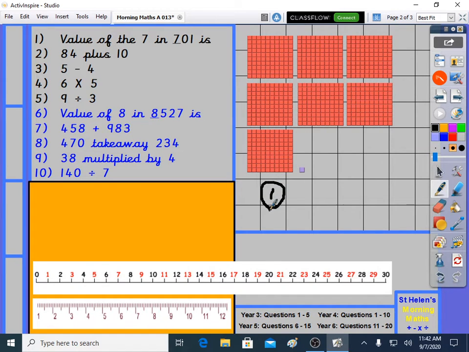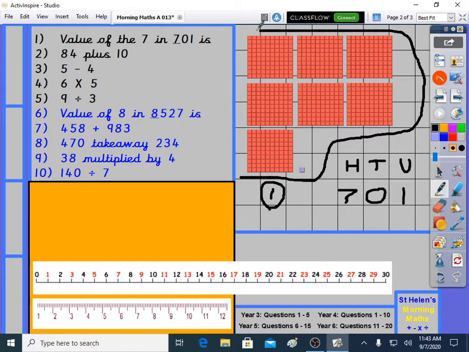Value of the 7 in 701. 1's in the units column, or 1's column. 0's in the tens. 7's in the hundreds. There are hats, we might call them. 701. There's a picture of that up here. I've had to make the hundreds small pictures to fit them all on. So there's a picture of 701.